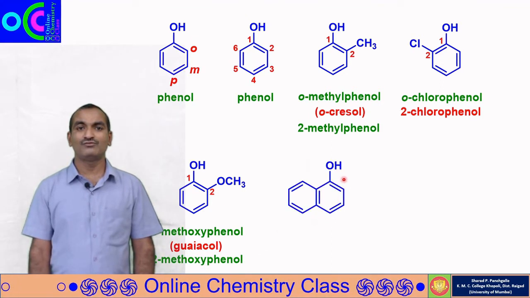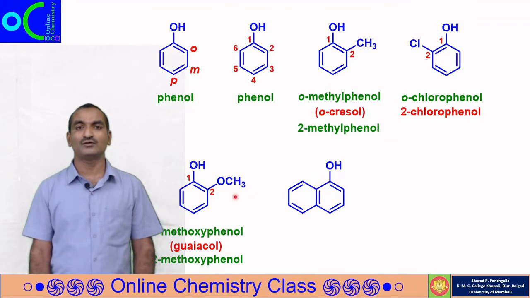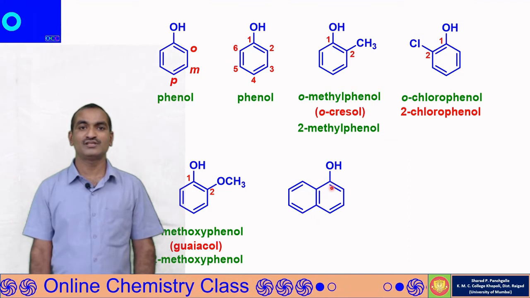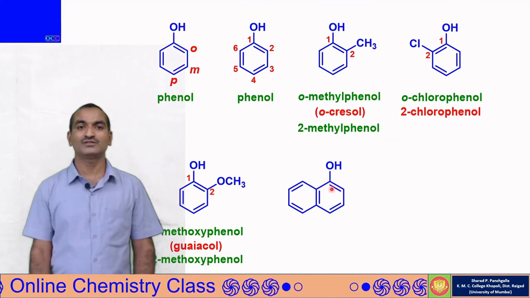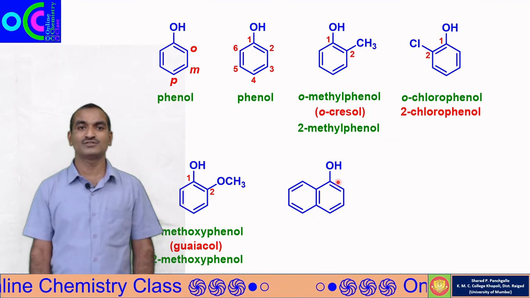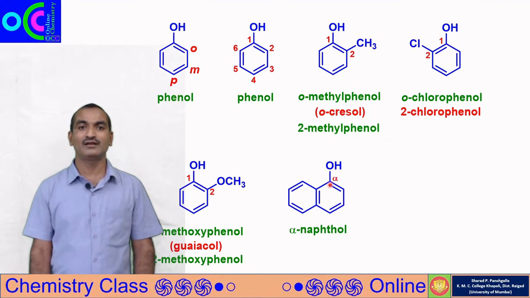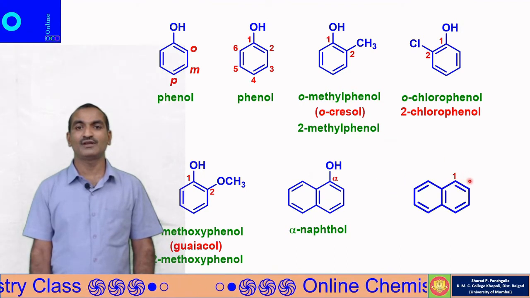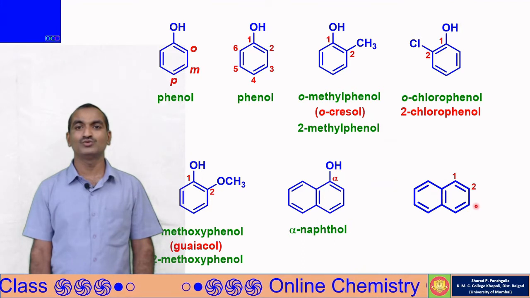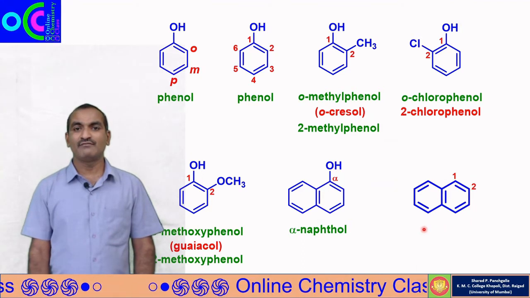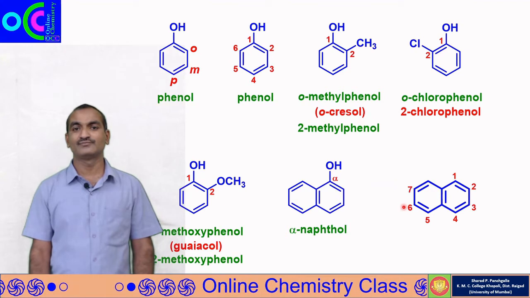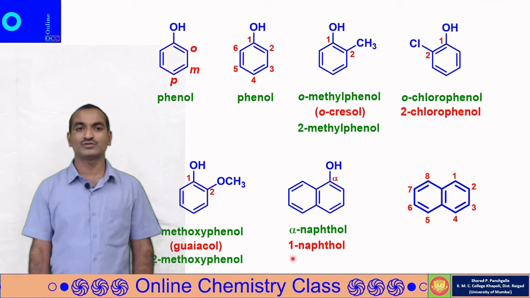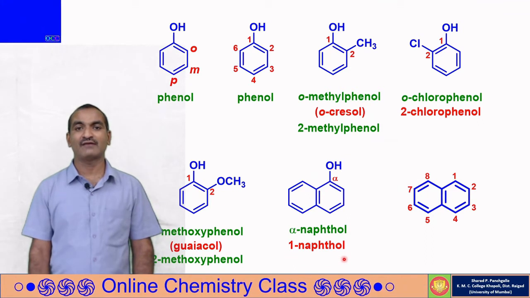In the next example, we have replaced one of the hydrogens of the naphthalene by the hydroxy group. Now in naphthalene, this position is known as the alpha position. So at alpha position there is a hydroxy group, so this is known as the alpha naphthol. Now in naphthalene, the alpha position will be given number 1, beta position will be given number 2. Like that we are giving numbers to the naphthalene ring. Now in this particular example, at position 1 there is a hydroxy group, so this is known as the 1-naphthol.